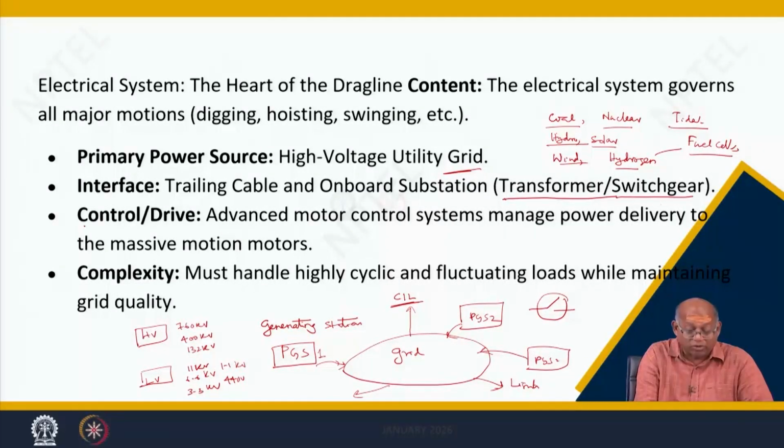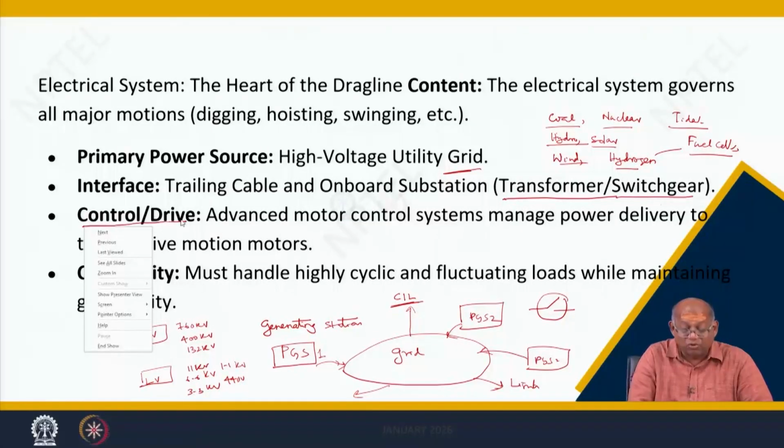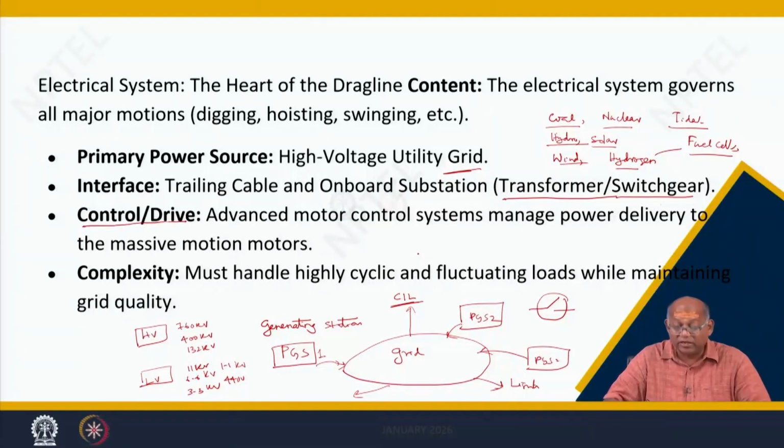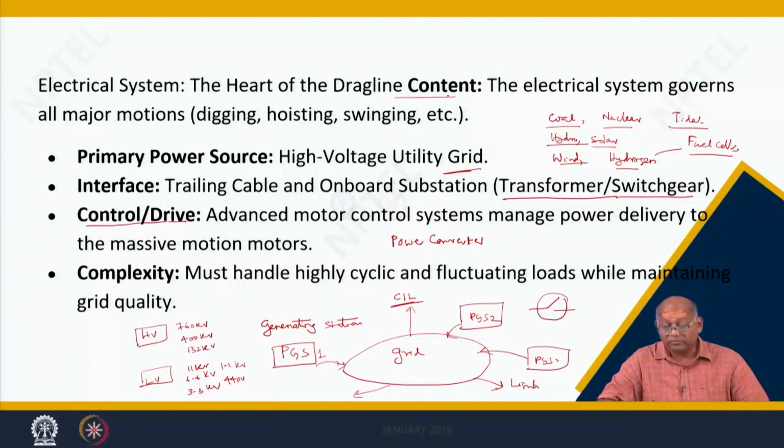Then there is control. That means the next is you have to control the motors, because the motor has to run at high speed, low speed, reverse, etc. So, therefore, there is a control. These controls, as I have said, are called power converters, which are used for control. So, this is the complete electrical power system of the mine, the heart of the drag line, again we are going. Once again, power grid, power generating stations, then grid, then utility. This is what is done.